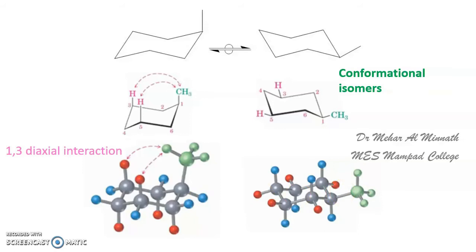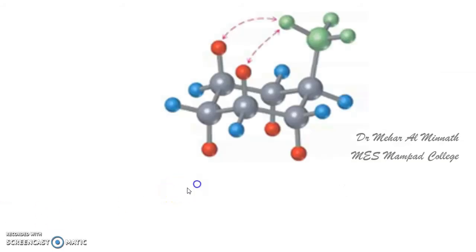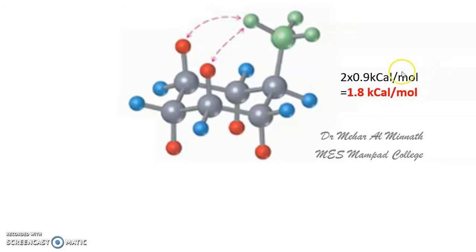Now, to what extent? We need to quantify it. That is very simple. We need to know the energy associated with the axial orientation, or with the 1,3-diaxial interaction. The energy associated with a 1,3-diaxial interaction is 0.9 kilocalories per mole. Since there are two 1,3-diaxial interactions, the energy associated with the axial conformer will be 1.8 kilocalories per mole. So we can say that the axial conformer is 1.8 kilocalories per mole more energetic than the equatorial conformer.